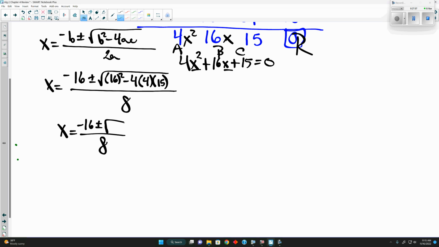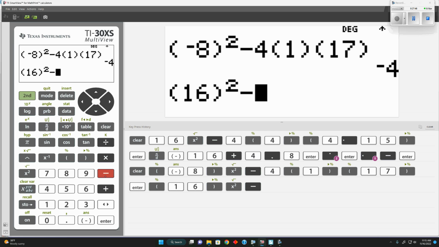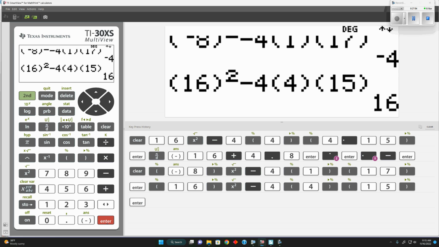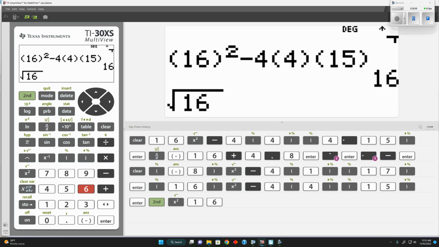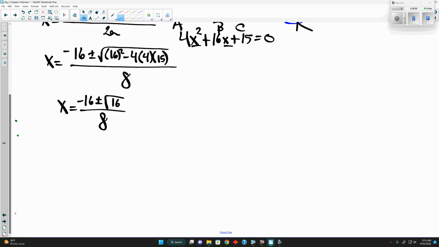Now we need to figure out what 16 squared minus 4 times 15 is. And again, at this point, we can grab the calculator. And do 16 squared minus 4 times 4 times 15. And hit enter, and we get 16. And we're actually taking the square root of 16, which is going to eventually give us 4. So really what we're saying is that x is equal to negative 16 plus or minus 4 all over 8. Any questions on how we got to this point here?